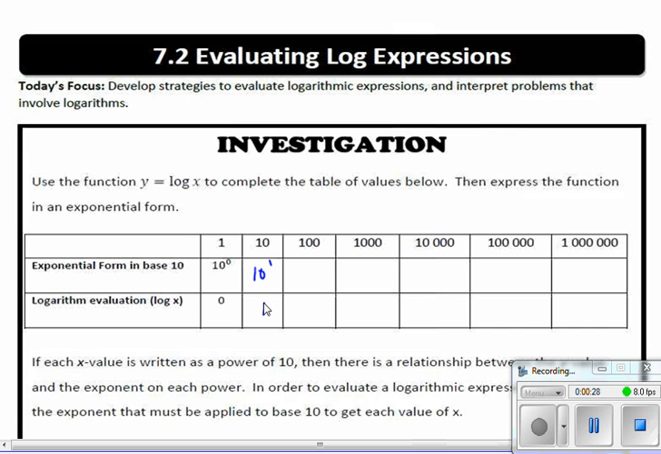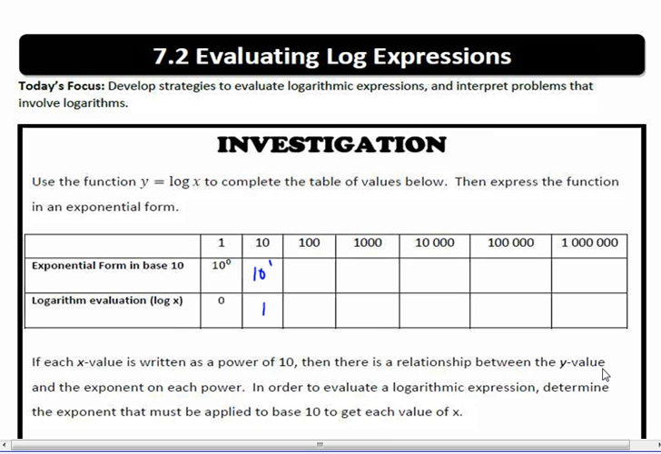Okay, so I want you to complete this table. What would be this guy here? 10 squared, then we have 10 cubed, right? It's the number of zeros. 10 to the 4, 10 to the 5, and 10 to the 6. What was log of 100? So you type in log 100, it gives you 2. What's log 1,000? 3. Log 4, 5, 6.